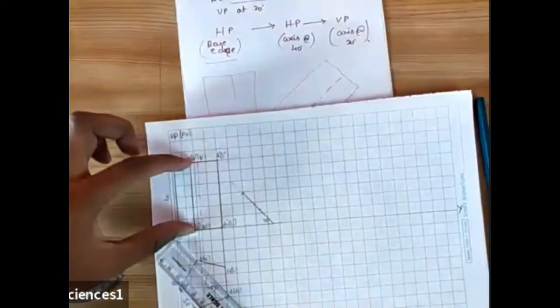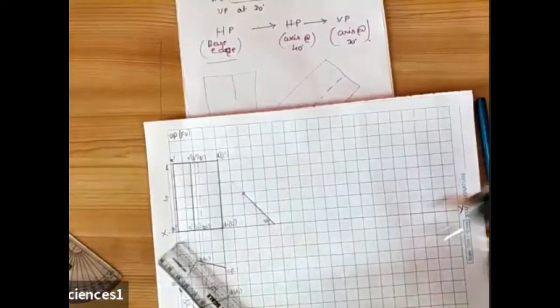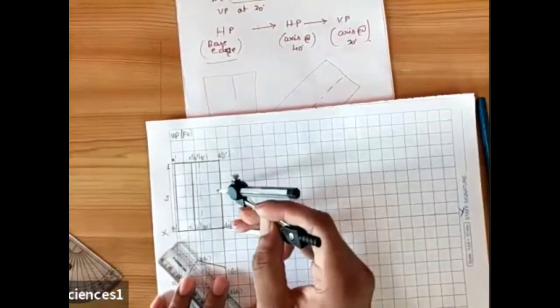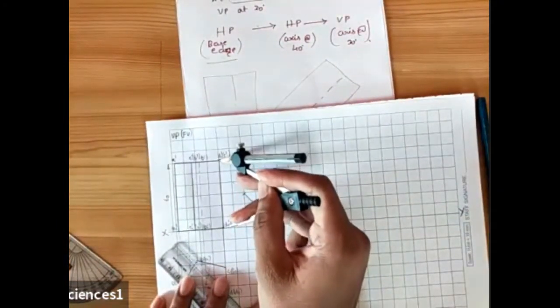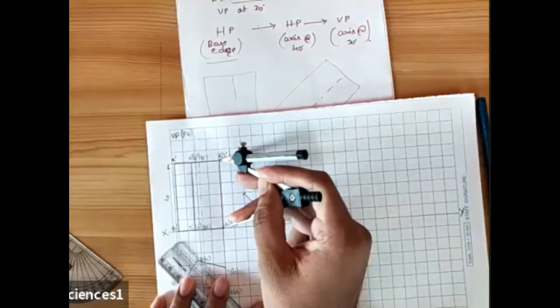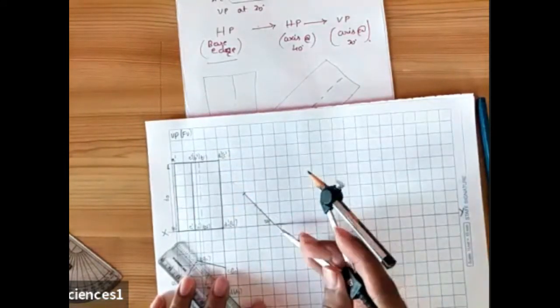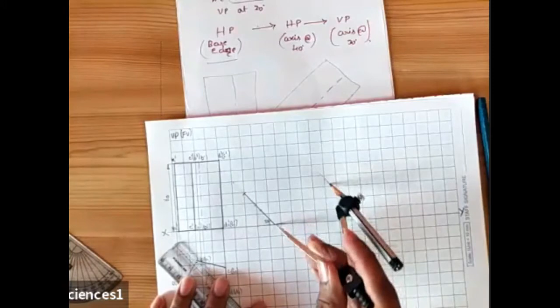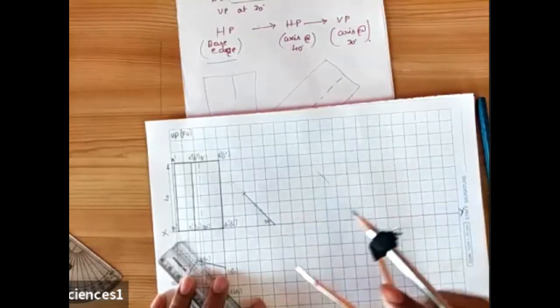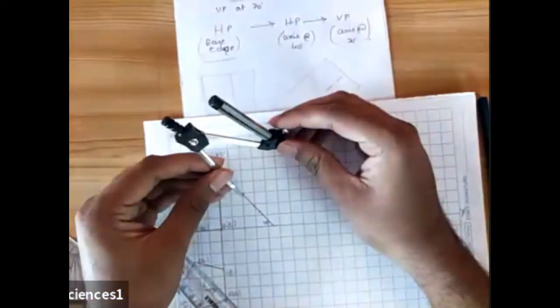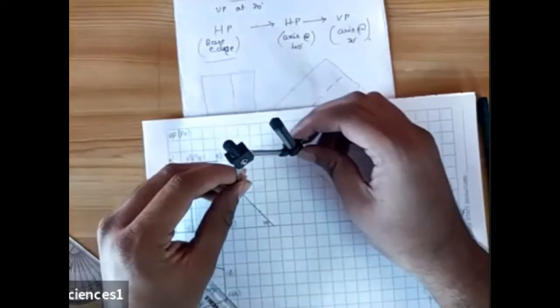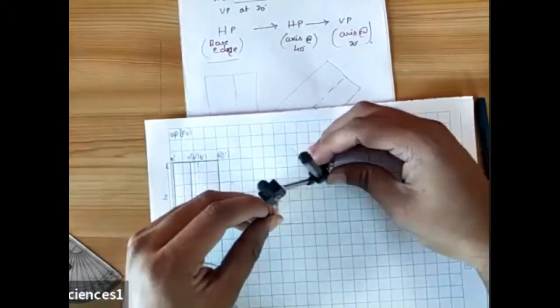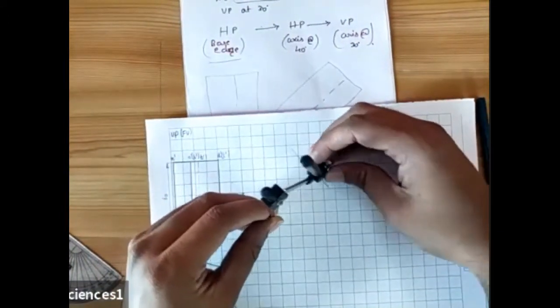Then how do you transfer the entire solid? It's very simple. You measure one of the longer edge lengths. That is how much? 60. From one of the corners, cut an arc of 60. Again, from the other corner, you cut an arc of height 60.